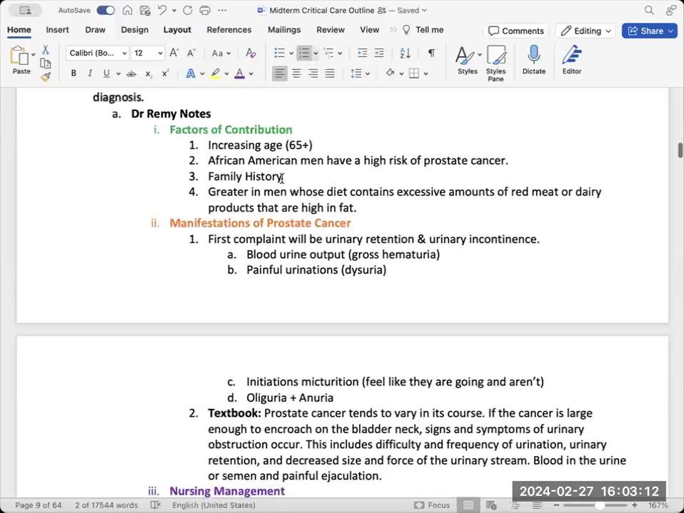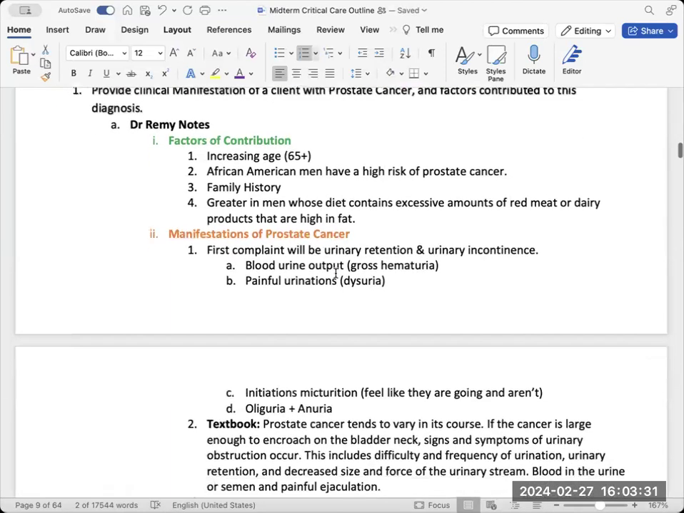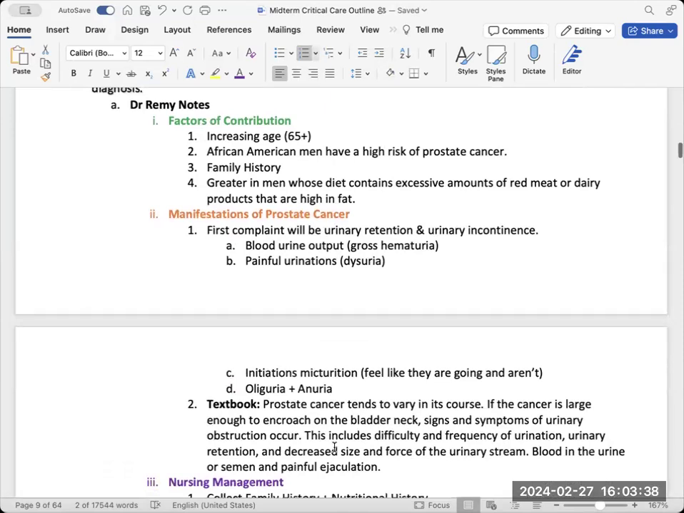Okay. For manifestations, think about the prostate. If we're thinking about male anatomy, we're thinking about a really big prostate gland starting to interfere with the bladder and the urethra, and it's causing problems with urinating. The bigger it is, the more it's going to block. So think of urinary problems or urinary complaints when someone has prostate cancer. We're looking at urinary retention, and we're looking at dysuria, which also means painful urination. I wanted to point that out in case you see it.